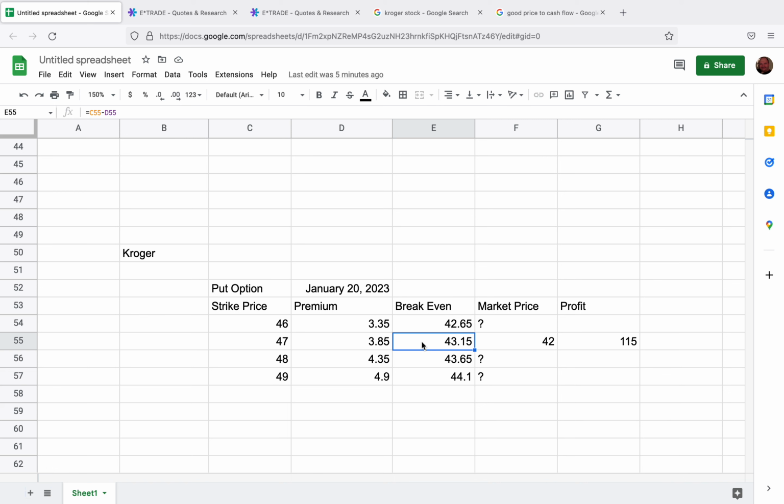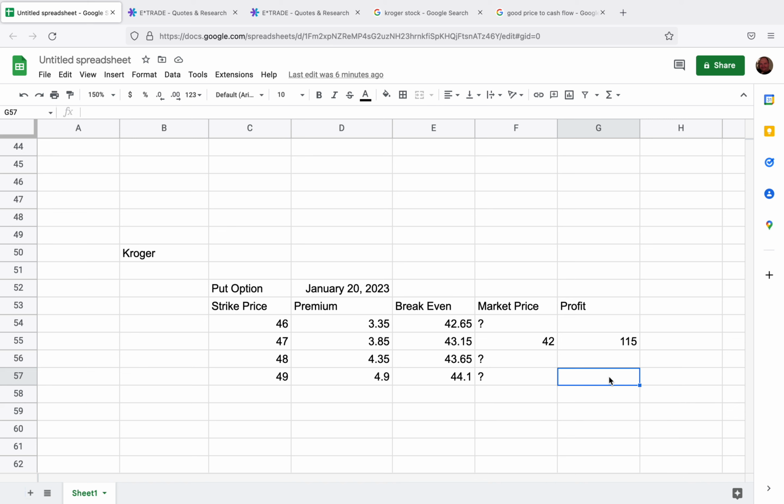So then let's just say the price goes down to $42. Then my profit is the difference between these two times 100. So, $1.15 times 100, $115. Okay. So that's how it works. These are the fundamentals. Again, this is going to pair really well with the video I'm going to post in the future.